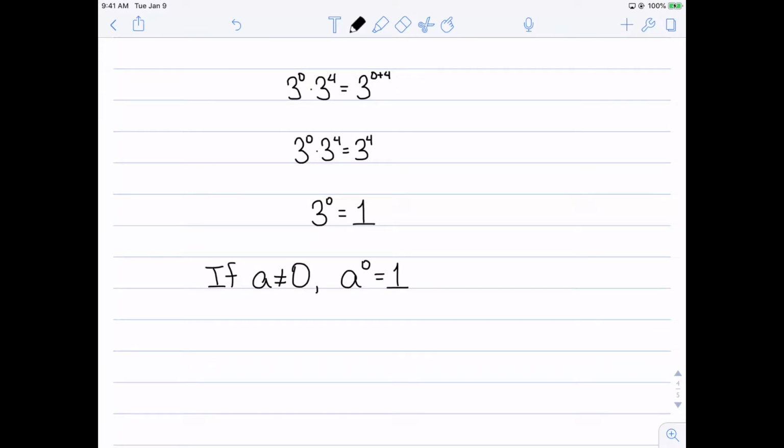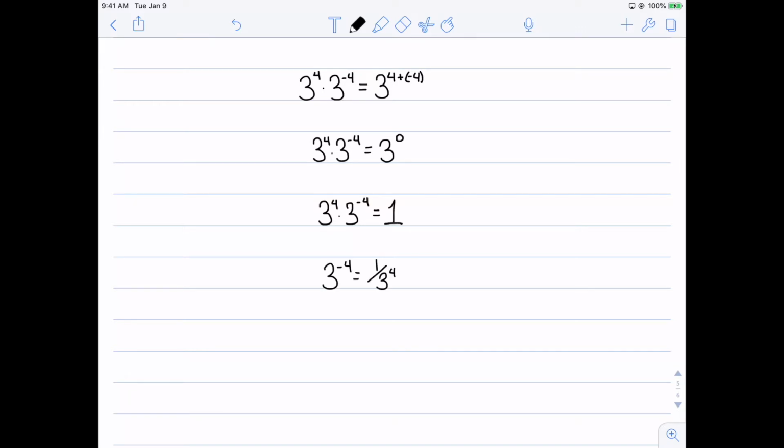Let's consider 3 to the 0 times 3 to the 4. Using my multiplication rule, that gives me 3 to the 0 plus 4. That tells me that 3 to the 0 times 3 to the 4 is just equal to 3 to the 4. And there's only one way that can be true. And that's if 3 to the 0 is equal to 1. That way we have 1 times 3 to the 4th is equal to 3 to the 4th. And in general, this is going to be true. Provided the value of a is not equal to 0, then a to the 0 is equal to 1. So any non-zero number raised to the 0 power is just going to be 1.